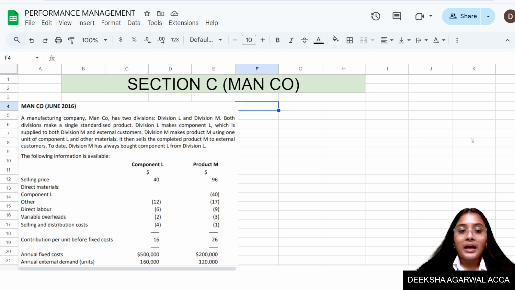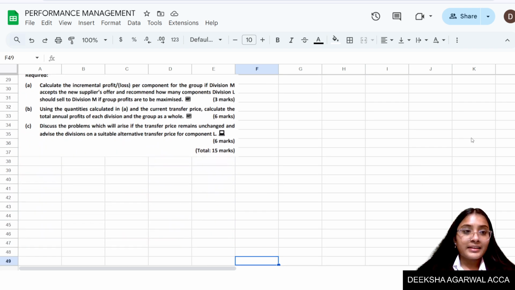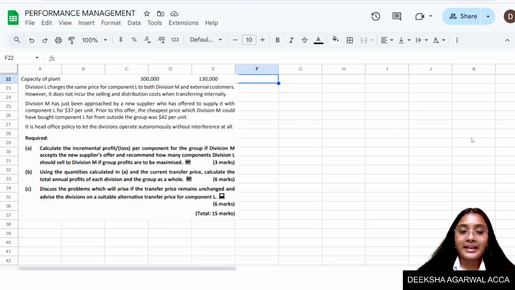Now, see, under this question, what they're asking: calculate the incremental profit or loss per component for the group if division M accepts the new supplier's offer, and recommend how many components division L should sell to division M if group profits are maximized. This is also a question based upon transfer pricing.